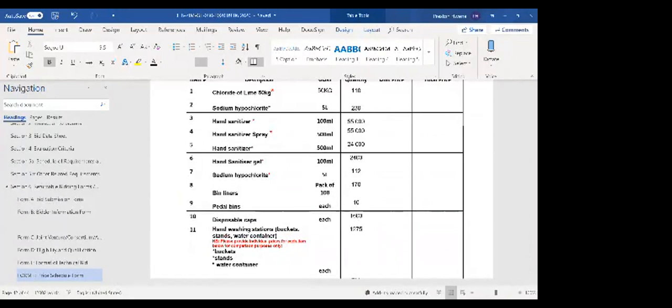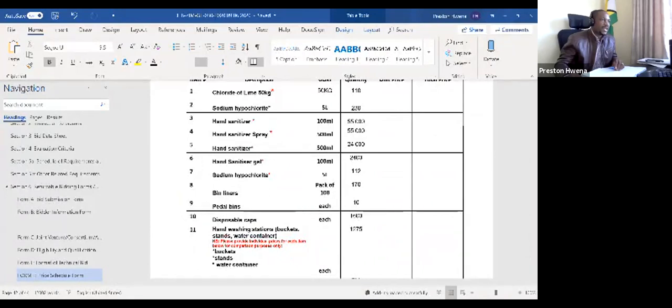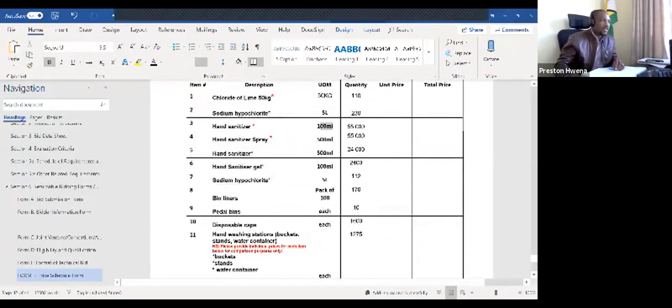Okay, understood. Yes. Thank you so much. The guiding principle should be the unit of measurement, which is your 100 mils here and your 100 mils, your 500 mils here. And on item 4, please take note that this should be the spray.